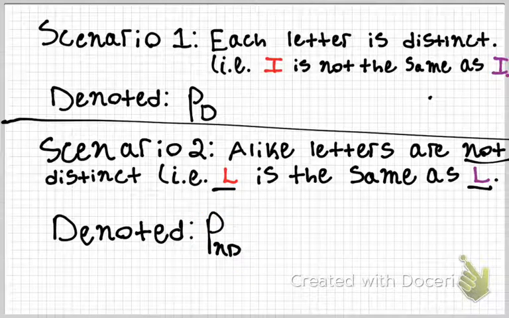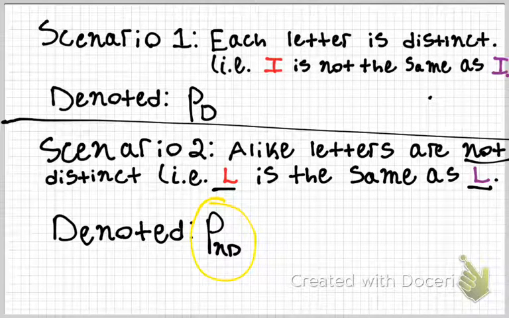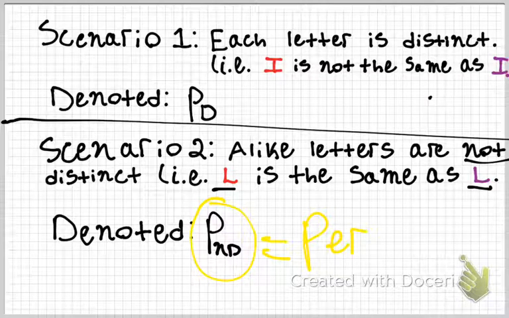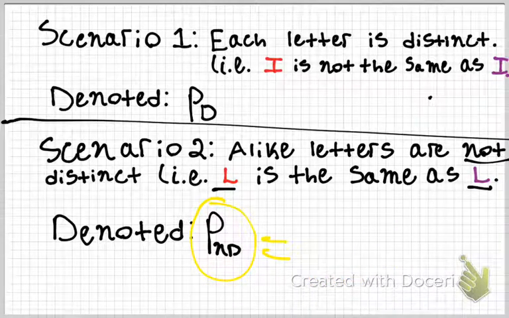All right. And the whole goal of this video is to get the formula for how we calculate the number of permutations, which is P_ND. That's how we denote it. How we calculate the number of permutations with repetition. So P_ND is equal to the number of permutations with repetition.